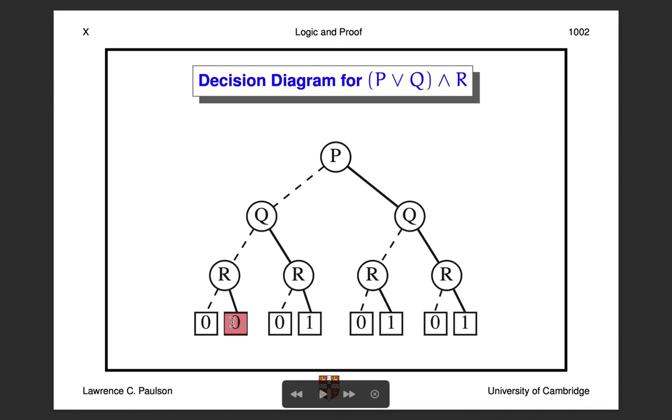If you wonder how we get to this 0: if P is false and Q is false, but R is true, the formula evaluates to 0. And you can check in the original formula that this is indeed the case. And so on for the other 7 paths through the formula, that is, from the root of this tree down to the bottom.